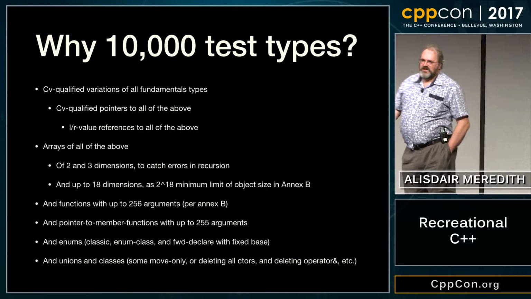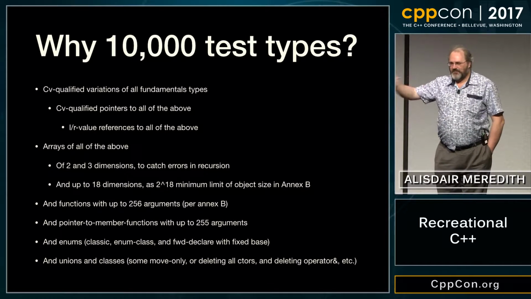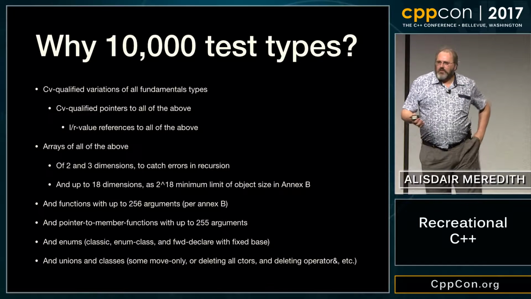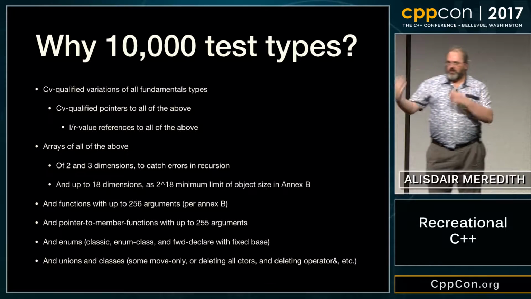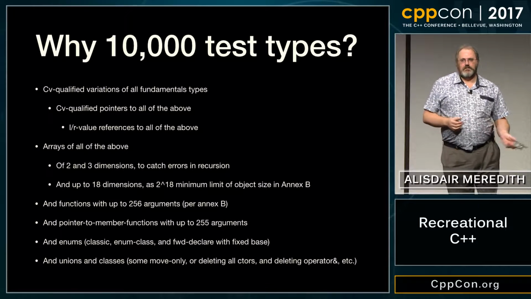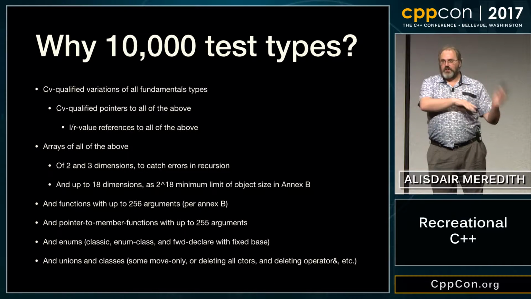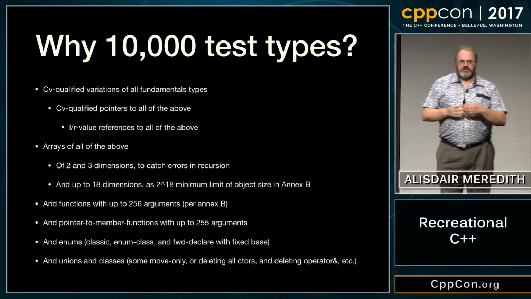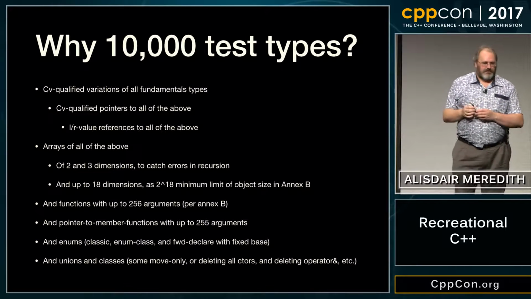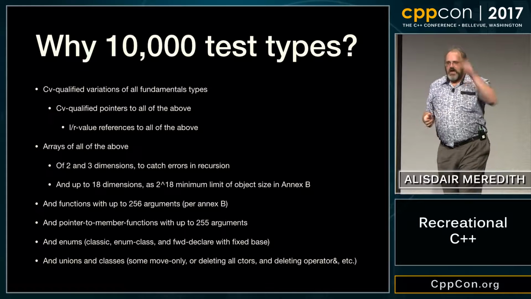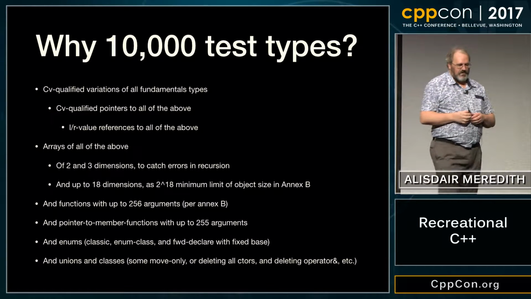Then we can go back to why was I generating 10,000 different test types to throw at these battery of tests. So we can start with, we're going to have all the fundamental integral built-in types and the CV qualified versions of those, and then pointers to those, and pointers to pointers to those, and CV qualified versions of pointers to those, and then references to those, and to the pointers, and to the pointers to the pointers. Then we can have arrays of all of the above, apart from the references.